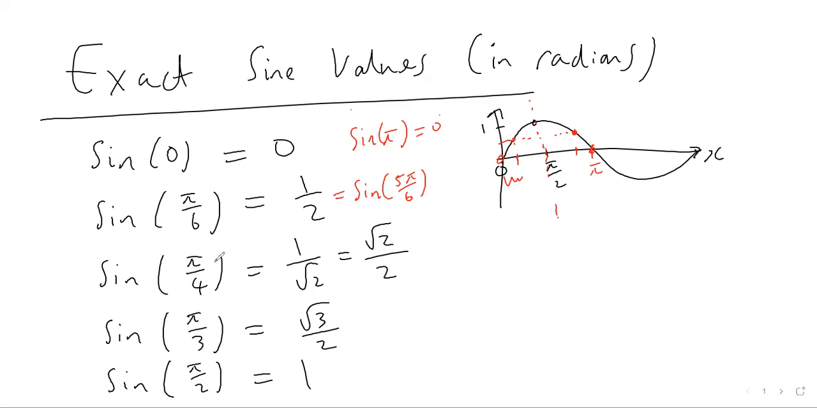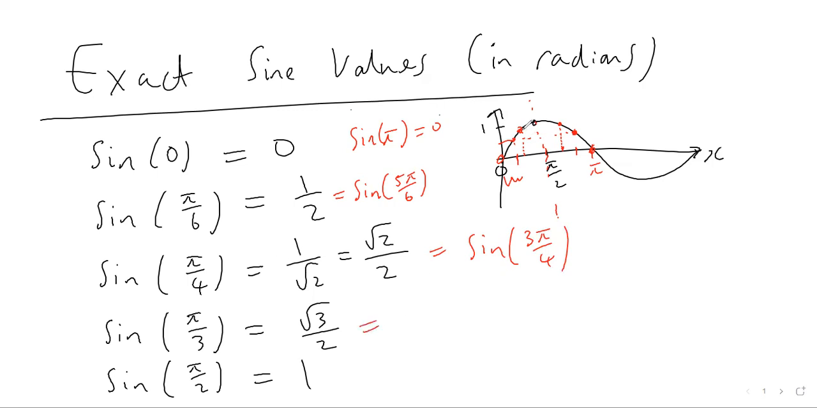Obviously, we've got again sine pi over 4, so sine 45 degrees basically is 1 over root 2. Again, we can do the same kind of thing here. So if we do pi take away pi over 4, we would get 3 pi over 4. Because of the line of symmetry again, that means that sine of 3 pi over 4 is equal to the same value as sine of pi over 4.